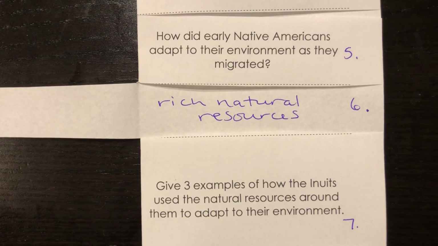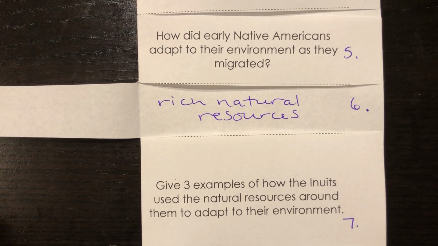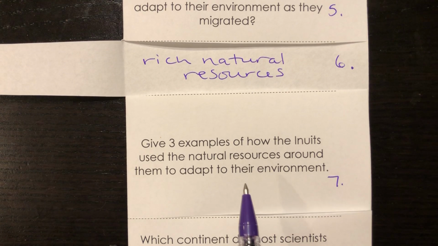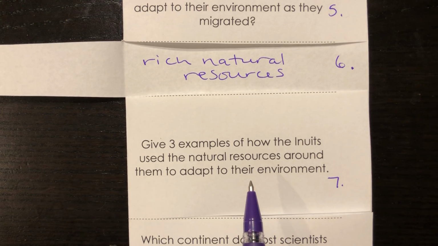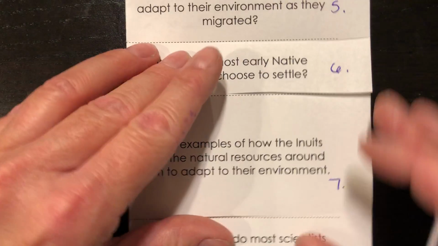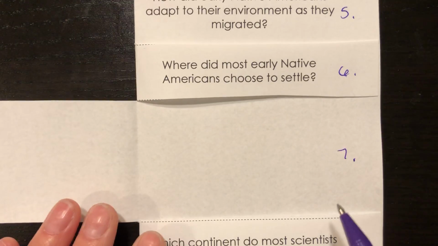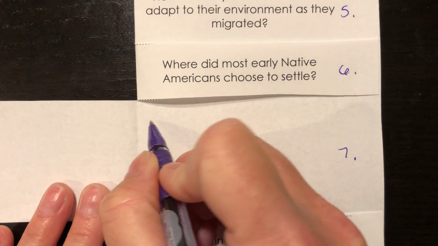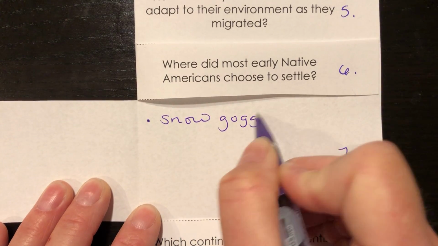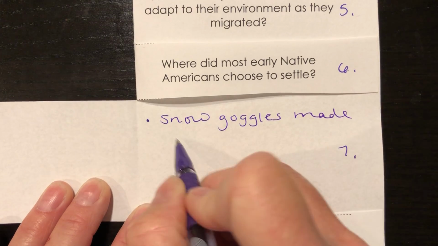Okay. Number 7, give 3 examples of how the Inuits used the natural resources around them to adapt to their environment. So remember, this was the people group that was settled in the Arctic, right? Where it's like sheets of ice and snow, freezing. So let's think of some of the things that they did. Remember the coolest one we talked about in class? They made the first snow goggles. Snow goggles made from bone, from animals.